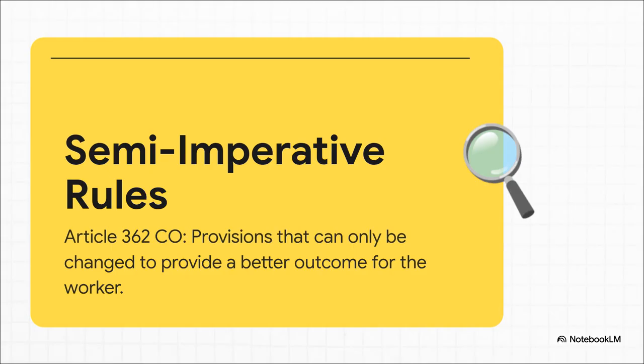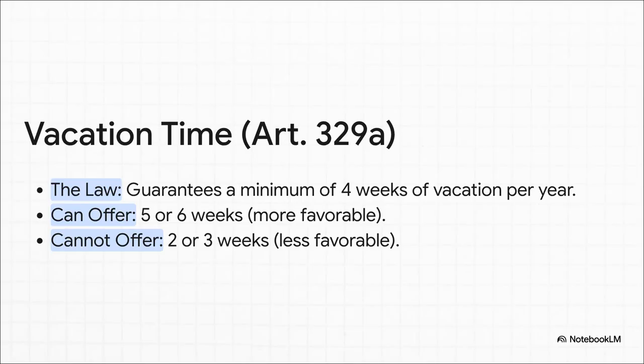Next up, we have semi-imperative rules. Now, these are really interesting. They're designed specifically to protect the worker because the law recognizes that in most cases, the employee is in a weaker bargaining position. Think of it as a protective floor that you can't go below. I want you to look at this number, 4 weeks. This is probably the most famous semi-imperative rule in all of Swiss labor law. You guessed it, it's about vacation. The law guarantees an absolute minimum of 4 weeks of paid leave. Now, your company can for sure give you 5 or 6 weeks because that's better for you. But what they can never do is offer you just 2 or 3. That's that protective floor in action.